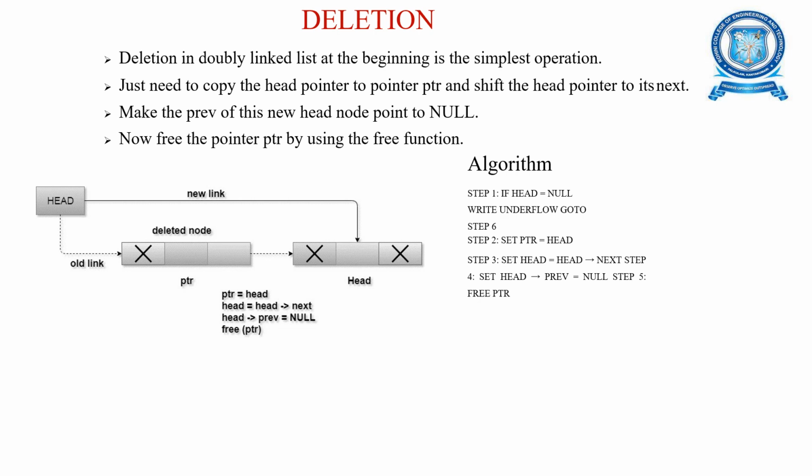Deletion at the beginning in the doubly linked list is the simplest operation. Here we can see the algorithm. If head is equal to null, then write underflow and go to the last step, step 6. Otherwise, it moves to the next step, that is set pointer as head, and set head as the next of head. Then step 4 is setting the head's previous to the null value, and then free the pointer. If the algorithm proceeds like this, we can delete the particular node.